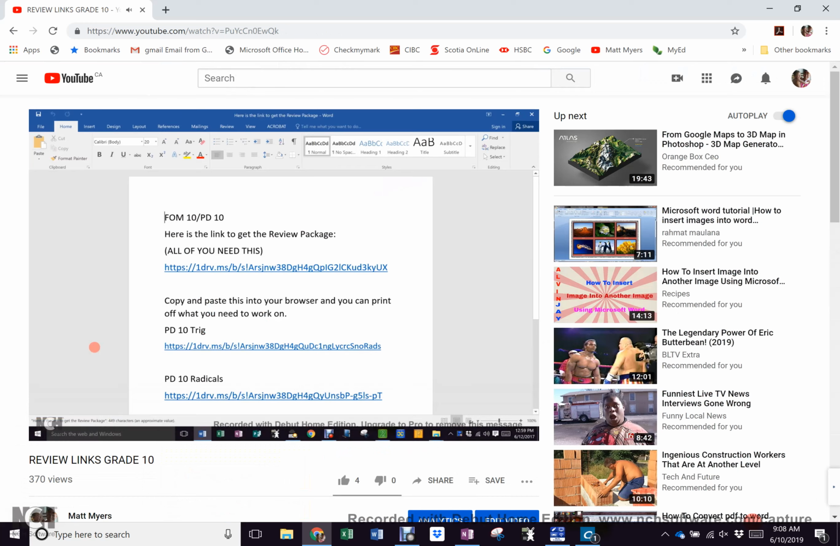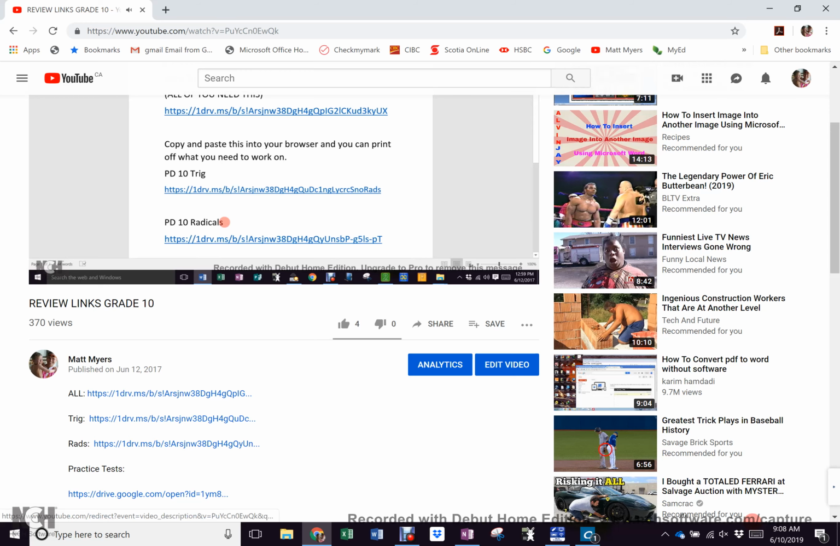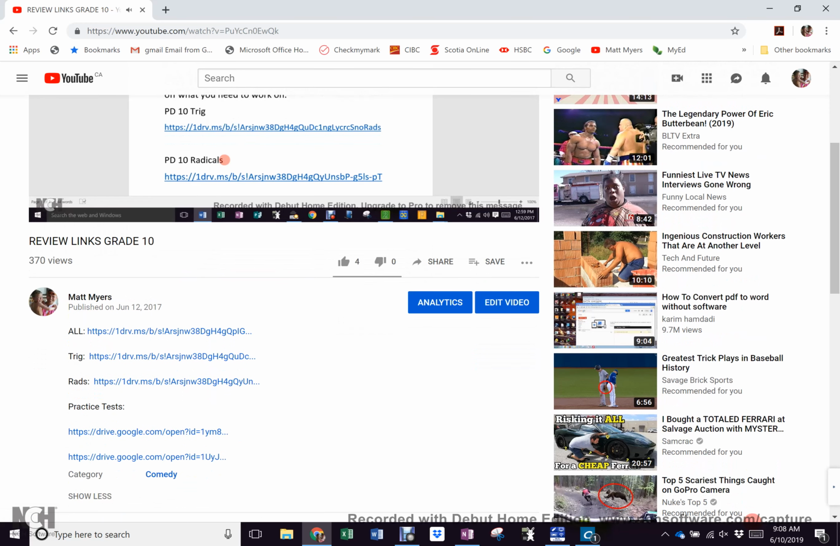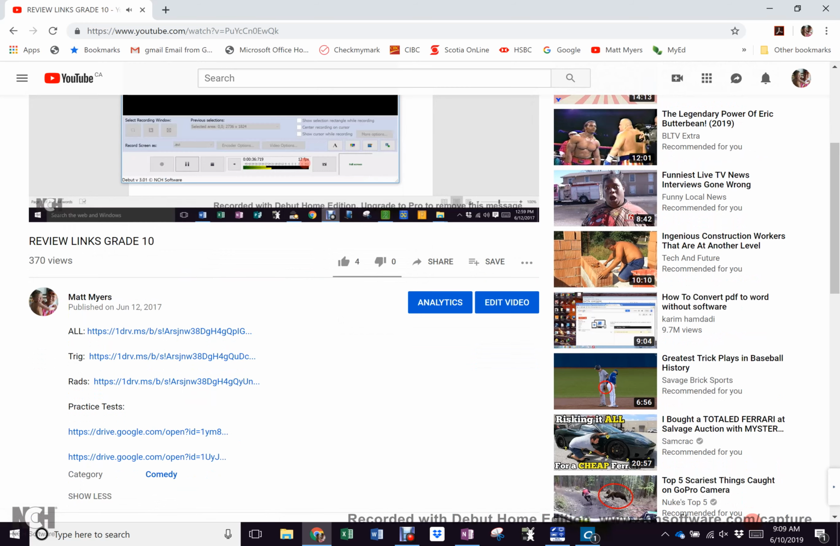Please notice, all of you need this one. You people, PD10 Trig and PD10 Radicals, need this one. And those links are even in the comments with 2 old practice provincial exams. We don't do provincials anymore, but that is the level of question you should expect to be able to do. Do you see how this is all available to you?